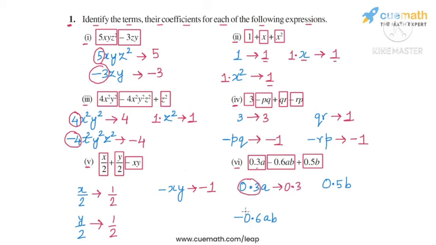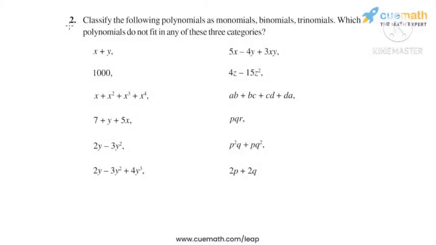For minus 0.6ab it will be minus 0.6, and then for 0.5b it will be 0.5. So these are the three coefficients in part 6. So with this we have completed all the 6 parts and we have completed question number 1. In question 2, the problem statement says classify the following polynomials as monomials, binomials and trinomials.